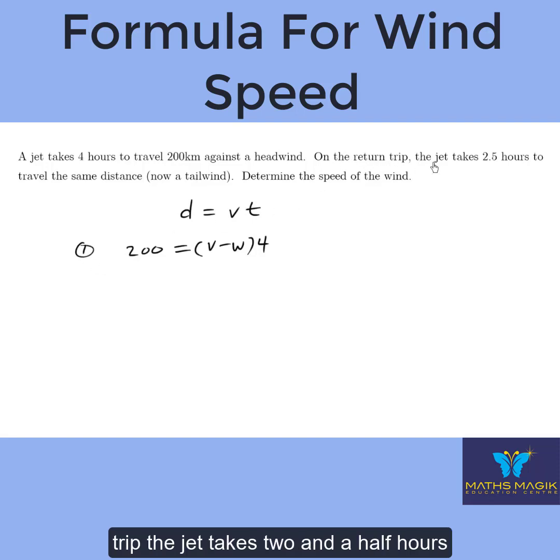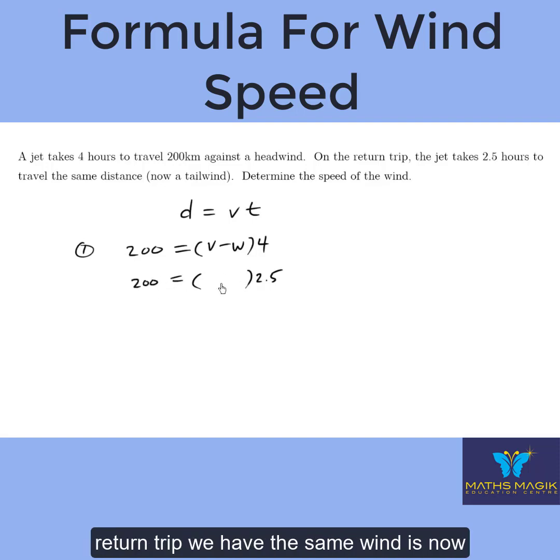On the return trip, the jet takes 2.5 hours to travel the same distance. So the time is now 2.5, and then here that's the velocity and the same distance. On the return trip, we have the same wind, now as a tailwind, so we're going to be going faster by that same wind amount. Determine the speed of the wind. We need to solve for w. That's what we're trying to do.